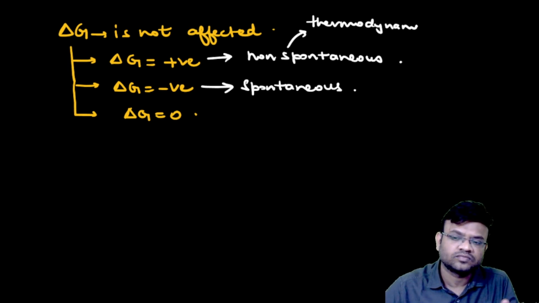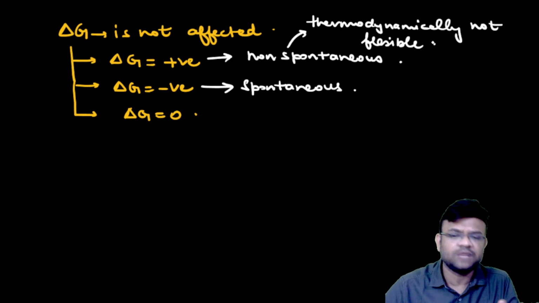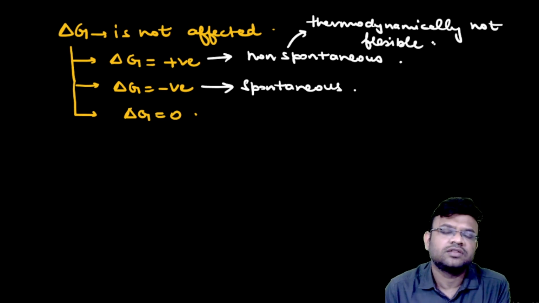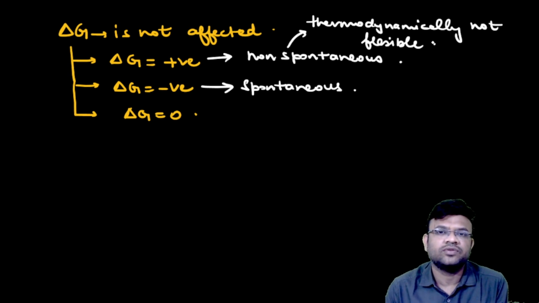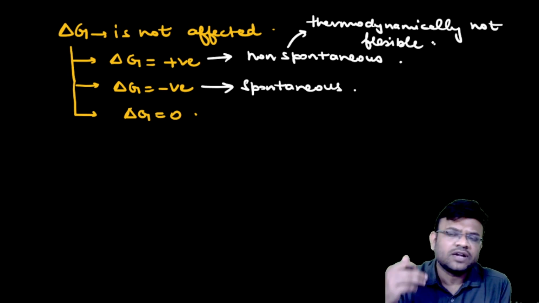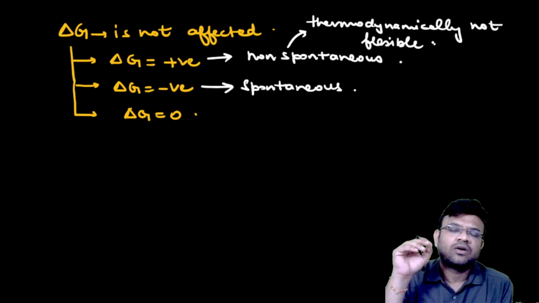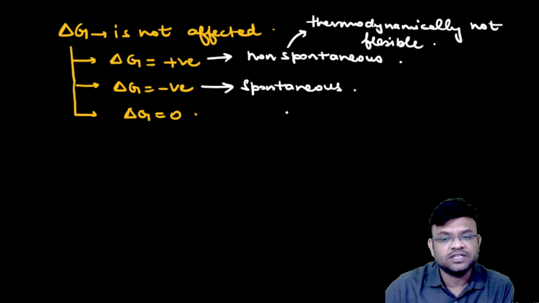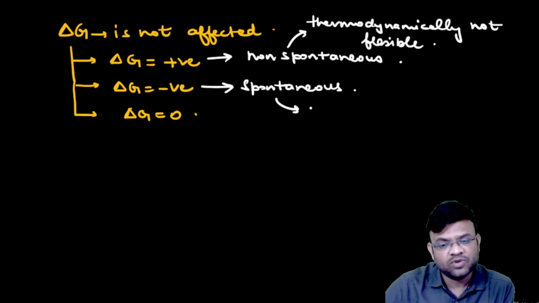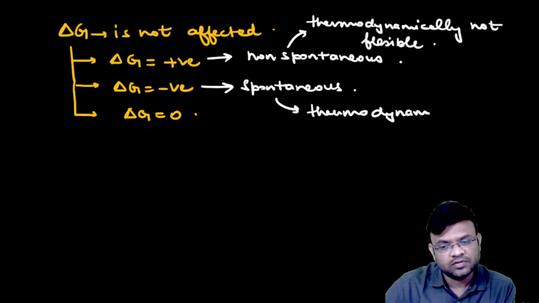That means these reactions will not occur thermodynamically. This is what happens when delta G value is positive. So remember that enzymes will always take part in those reactions that have a negative delta G value. That means thermodynamically feasible.